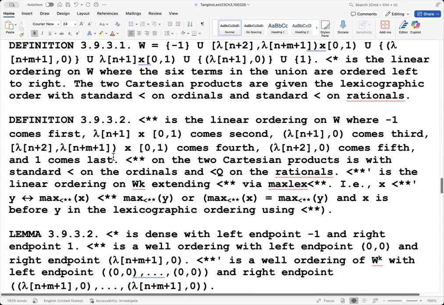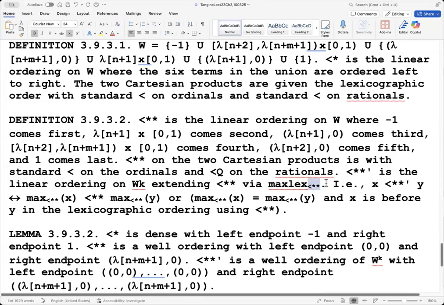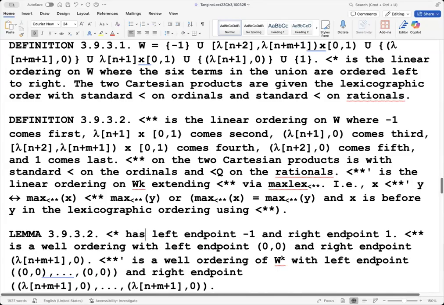And then we extend this in the standard way we did before. This is all extended to k-tuples using Lexmax. Okay, it's not dense. It's almost dense. Yeah, so it's not fully dense. That turned out not to be important.